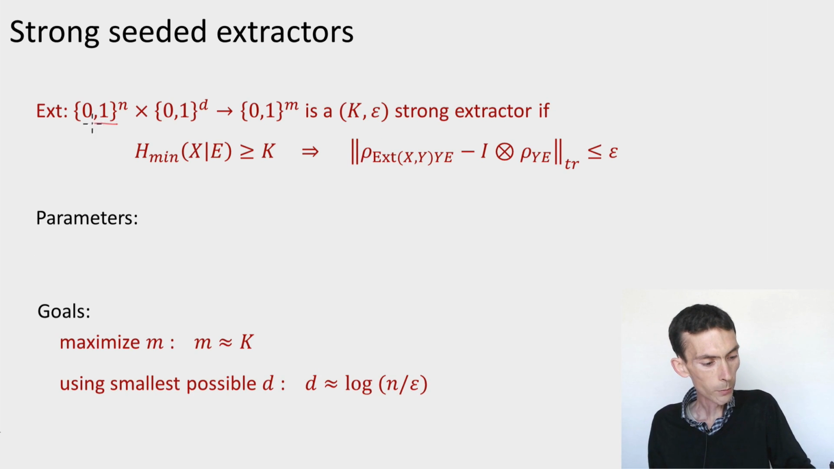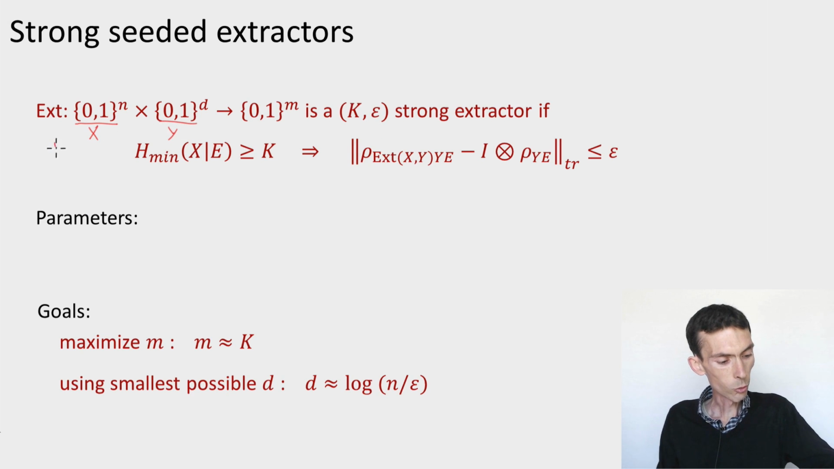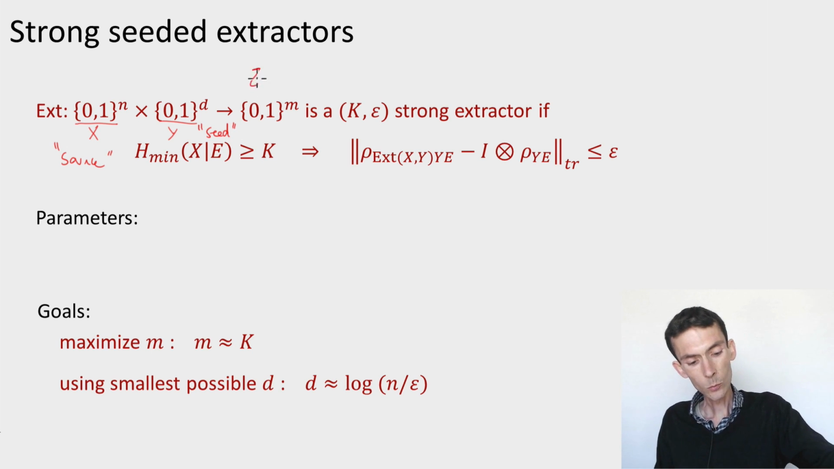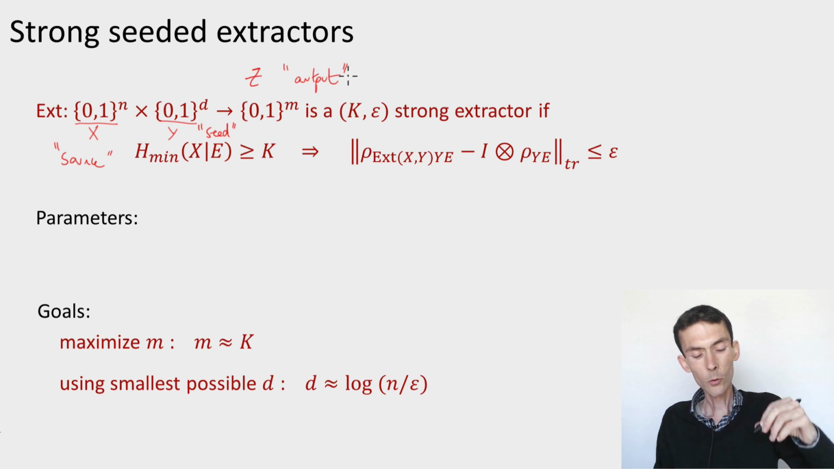We have two inputs here, x and y. X is called the source, y is called the seed. So for the application to privacy amplification, x is the weak secret, and y is the seed, the randomness that Alice generated locally. And then we produce an m-bit string z, which we'll call the output of the procedure.